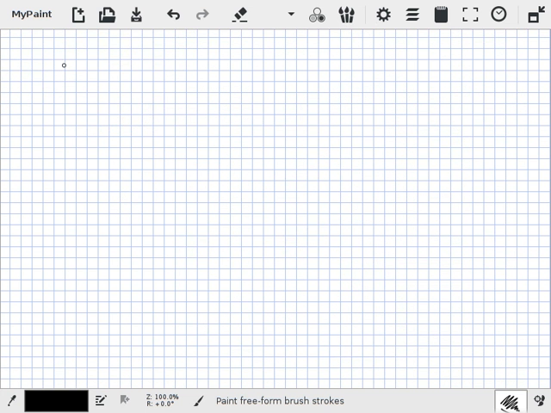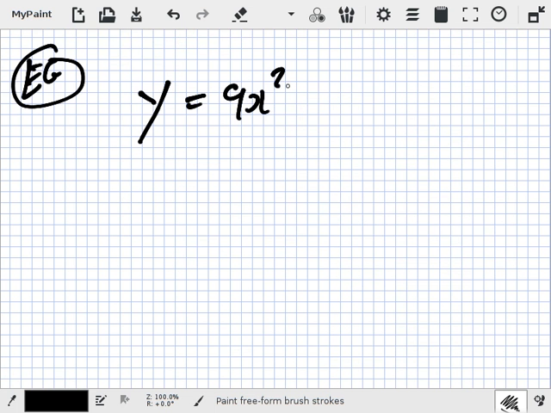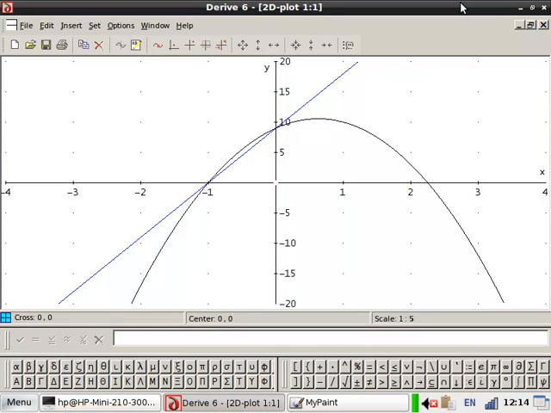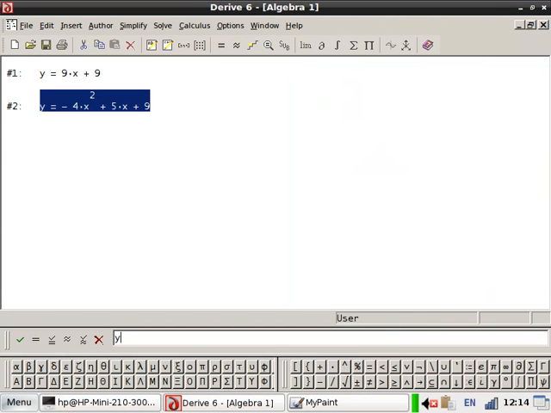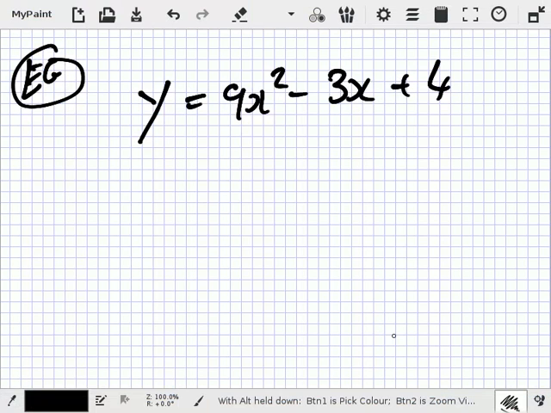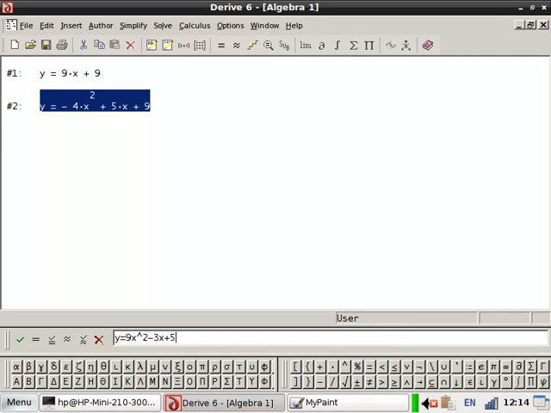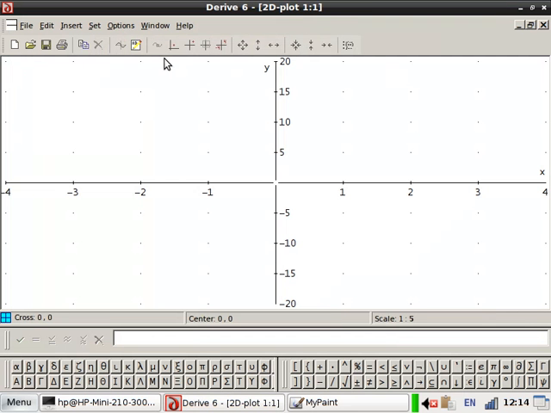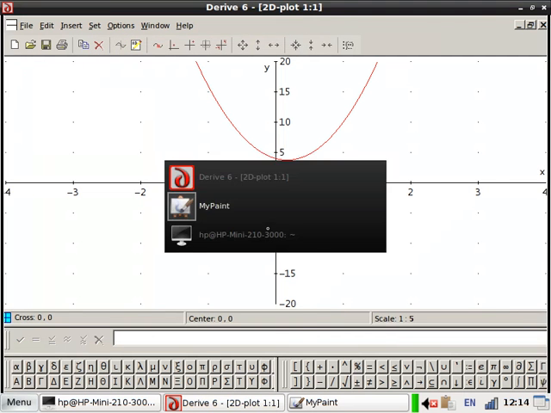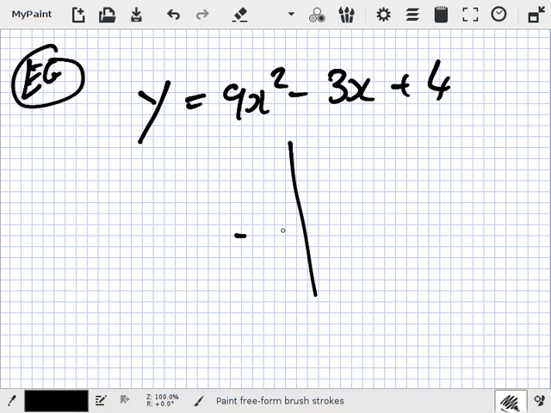I'll let you try this before I do it, because it's a bit tricky. I want to see if anyone can figure it out. I'll give you a quadratic. We'll say y equals 9x squared minus 3x plus 4. Let me draw it for you quickly here. There it is. Roughly speaking, it looks something like this.